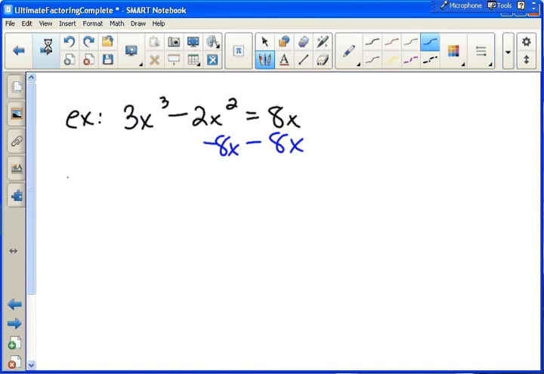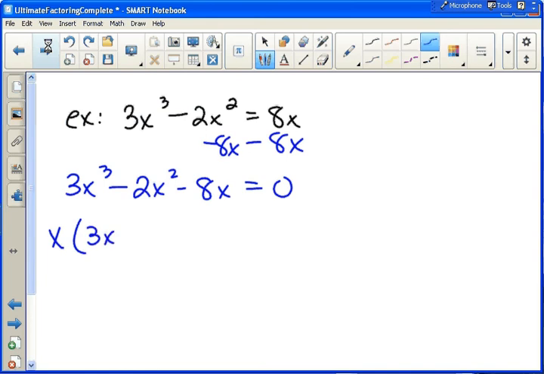Step 2 is already good because the biggest exponent has a positive coefficient. It's positive 3x cubed. Step 3, look for a greatest common factor. They all have x in common. That leaves me with x times 3x squared minus 2x minus 8 equals 0. Now, this inside can be factored further, which is why we have a step 4. Factor more if you can.